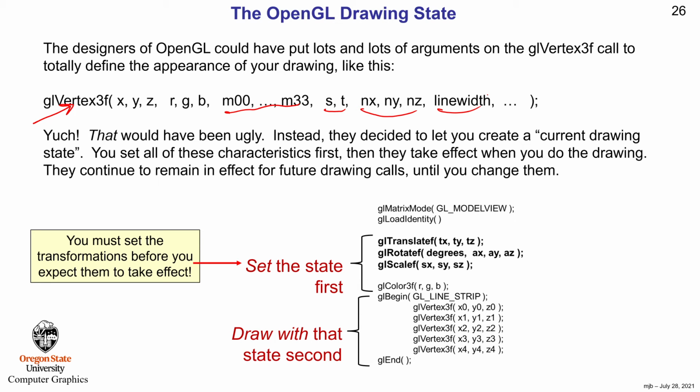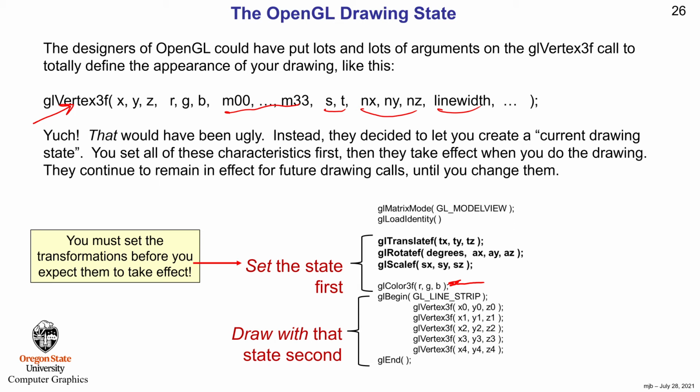And so what OpenGL does is you set the state and then you do the drawing. And so when we said color 3F, that was an element of state. These things are called attributes. And what that means is you set them and they stay set for all the drawing that's to come. And they stay set that way until you change them.